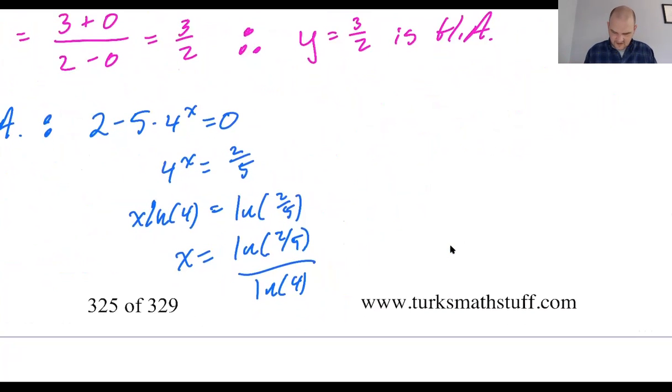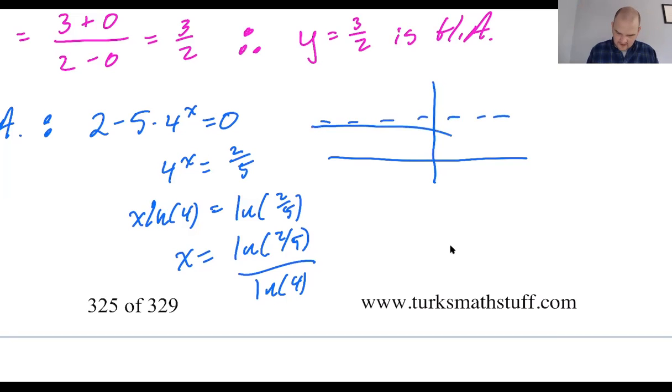All right, so I think the graph, it's basic. So you have 4 to the x, which is like this. You move it, you reflect it, and then you move it up 2. So it's kind of like this.